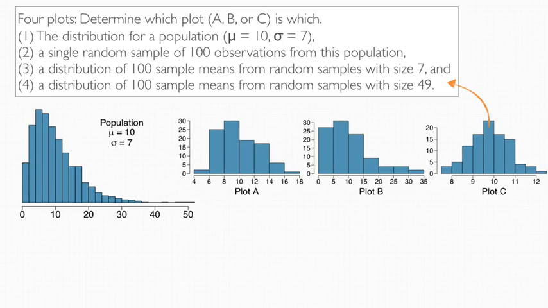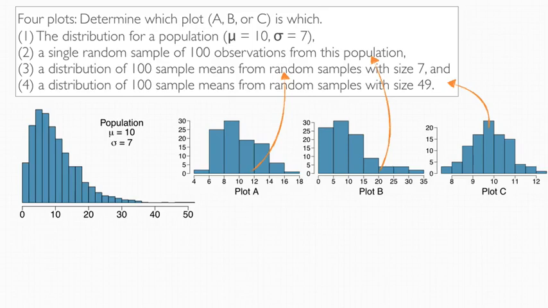The plot that resembles the parent distribution, the population distribution, the most is the single random sample of 100 observations from this population. Because remember, both in a population and in one sample, the observations are still individual observations, so not sample means. This appears to be plot B. It's right skewed, just like the parent population, and it also has the largest spread. Its range goes from 0 to 35, while the ranges of other plots are much narrower. Then, plot A must be the distribution of 100 sample means from random samples with size 7.